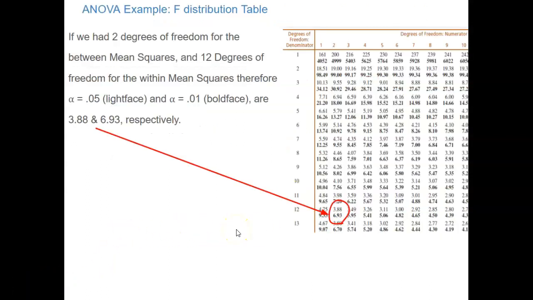So for instance, if you were working with 2 degrees of freedom for the between mean squares, and you had 12 degrees of freedom for the within mean squares, then the 3.88 would be the alpha level of 0.05, and 6.93 would be the alpha level for 0.01. So these are the two cutoffs.